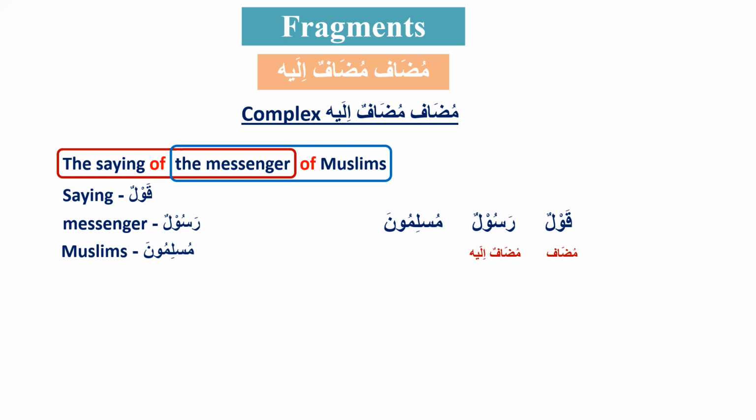But at the same time, rasul is mudaf for the next word, which is muslimuna, and muslimuna is mudaf ilay. Are you okay so far? Yes. So qawlun is mudaf, or we have to make it mudaf actually. It's not mudaf right now. We have to make qawlun mudaf, rasulun, we have to make it mudaf ilayhi, but we have to make it mudaf as well for the next word, and we have to make muslimuna mudaf ilayhi.